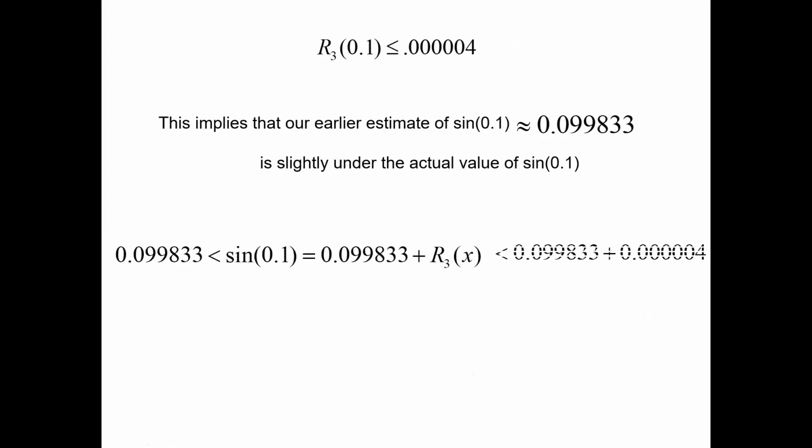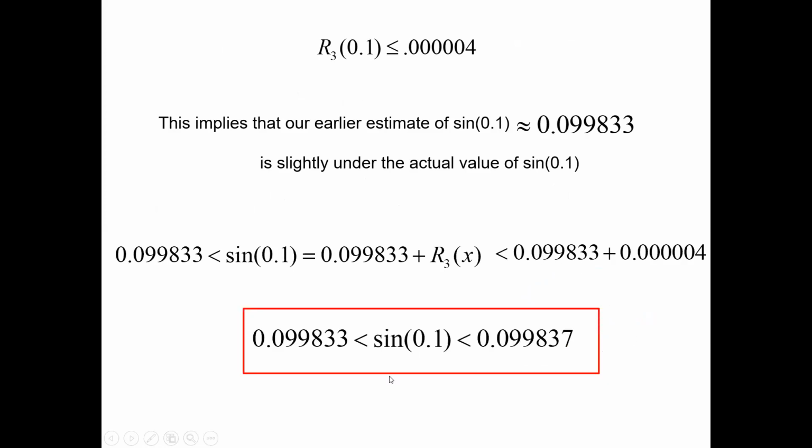By that amount right there. So I'm going to take that number, the remainder, and I'm going to add it to the 0.099833, and I'm going to subtract it, and I'm going to get a boundary for the actual value for sine. So the sine of 0.1 we know is between this number and this number.